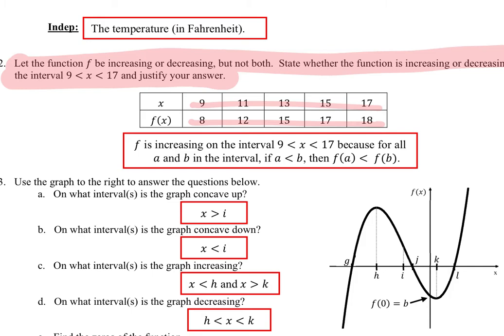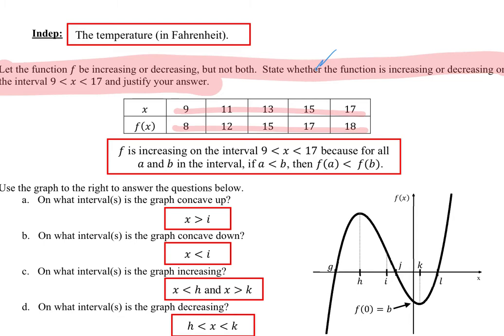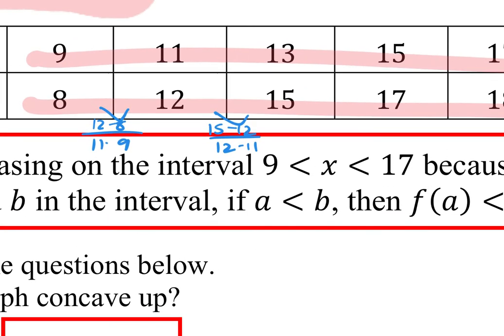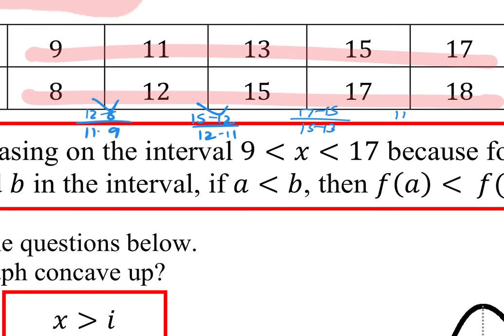Now my function's increasing. What if it had asked for the rate of change of the function? Is it increasing or decreasing? What would you have to do first? You'd see if it's concave up or concave down, so you'd actually have to figure out your rate of change, right? You'd have to do 12 minus 8 over 11 minus 9. Then 15 minus 12 over 12 minus 11. Then 17 minus 15 over 15 minus 13. And then 18 minus 17 over 17 minus 15.